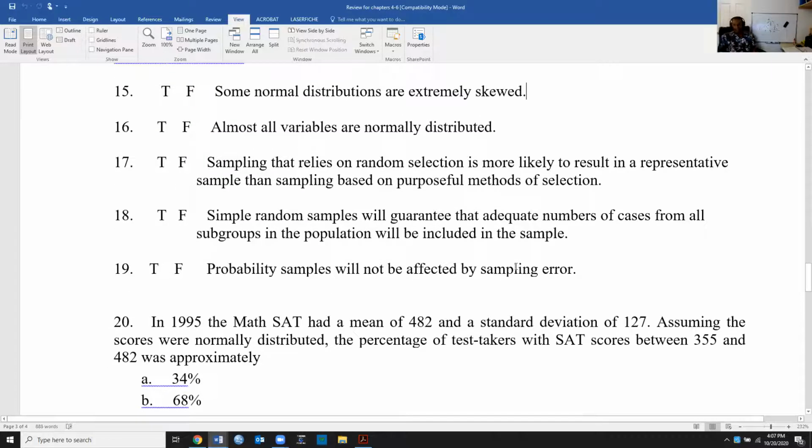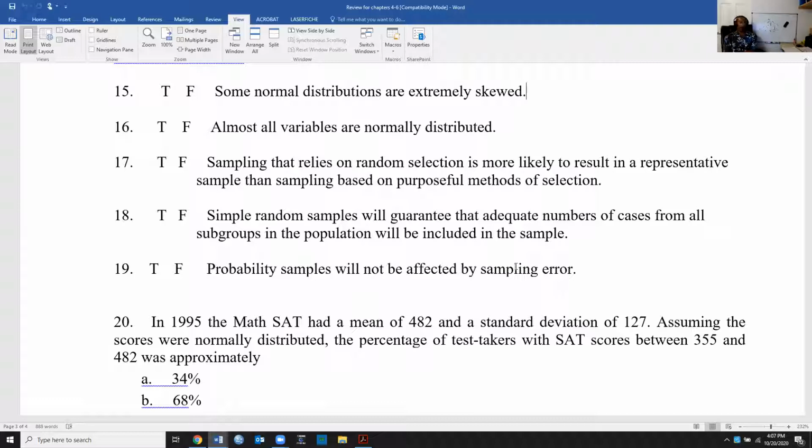Okay, 17. Sampling that relies on random selection is more likely to result in a representative sample than sampling based on purposeful methods of selection. Now, there's a lot of big words, a lot of textbook jargon. Let me help clarify this. Sampling that relies on random selection, so let's just say a simple random sample. Let's say that I took your names and threw them in a hat. And then I drew out 5 names from the hat for a sample. Well, that's an example of a simple random sample. So that is a random sample.